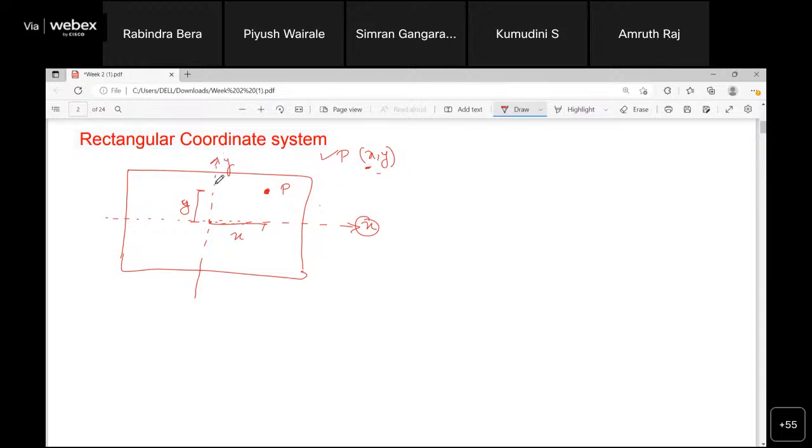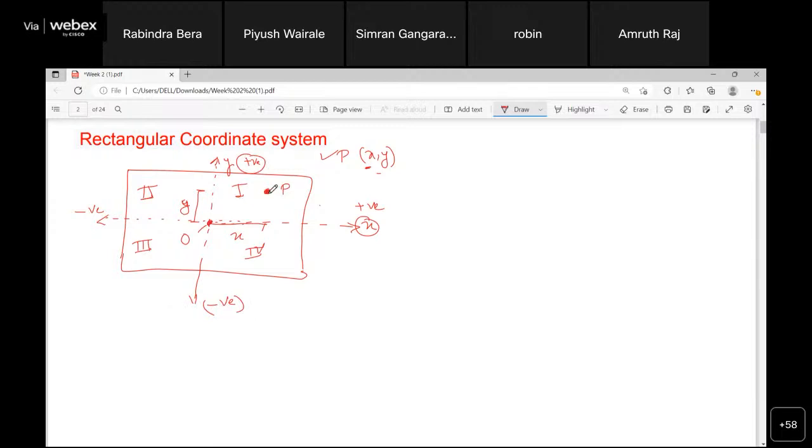Suppose there are 4 quadrants here, right? This is the first quadrant, this is the second quadrant, this is the third quadrant, and this is the fourth quadrant. And this is the origin, O. The right hand side of the origin is the positive x-axis, and the left hand side is the negative x-axis. Similarly, this is the positive y-axis, and this is the negative y-axis, right?